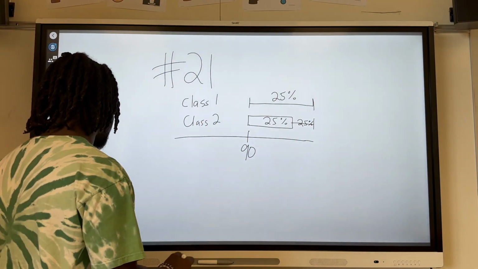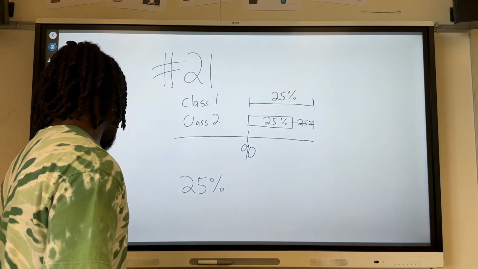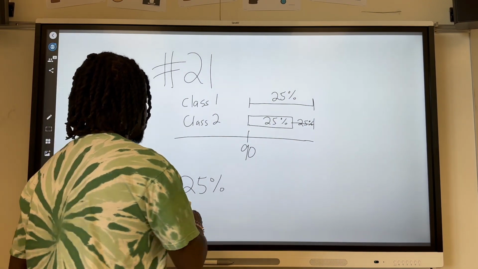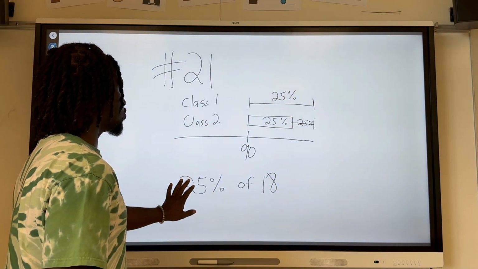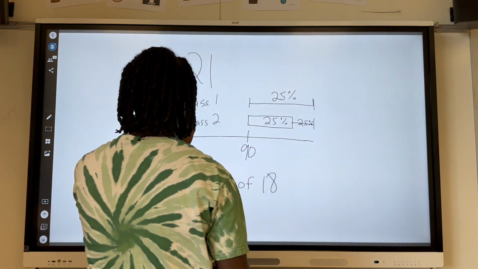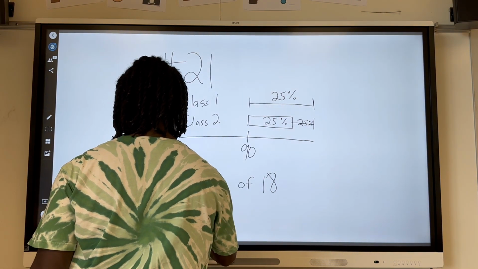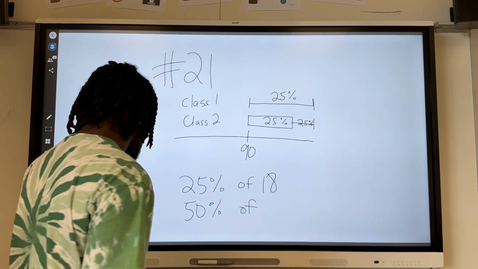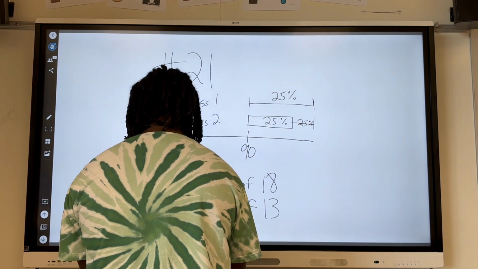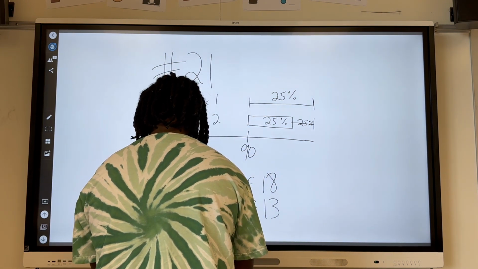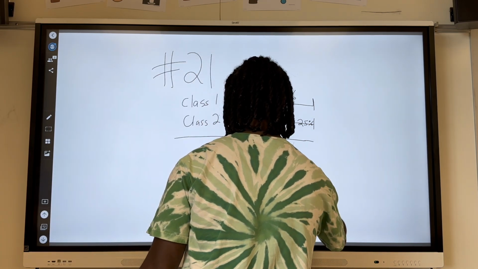So what you got to do is take the amount. Class 1 has 25%, and it has 18 students. So I'm doing 25% of 18, so 25% of those scored above a 90. And then for class 2, this has 50%, so it's 50% of 13. Once you calculate that, 25% of 18 is going to give you 4.5.